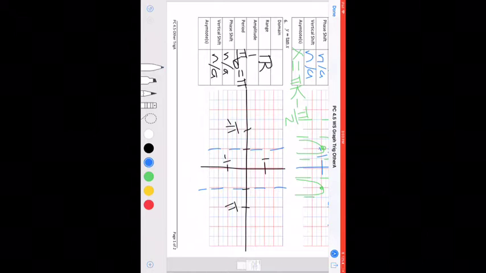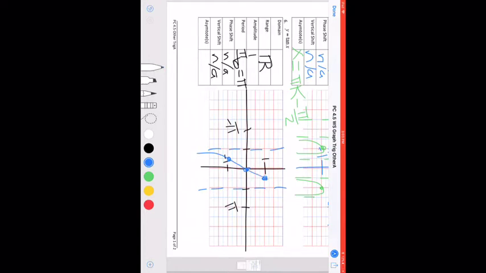And then for tangent, we have 3 dots. This middle one that goes halfway through the period goes right at the x-axis. And then the one on the right, we go up an amplitude. The one on the left, we go down an amplitude. And then we kind of just connect it with an S-looking curve.